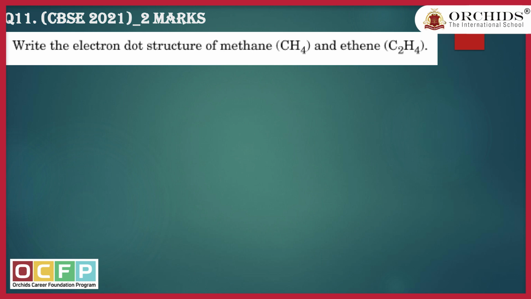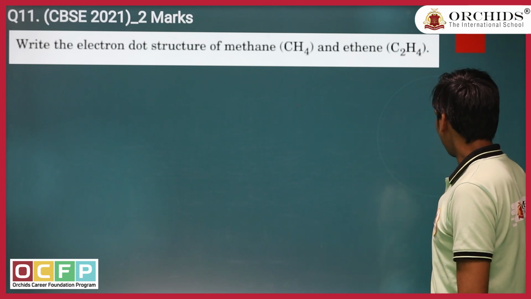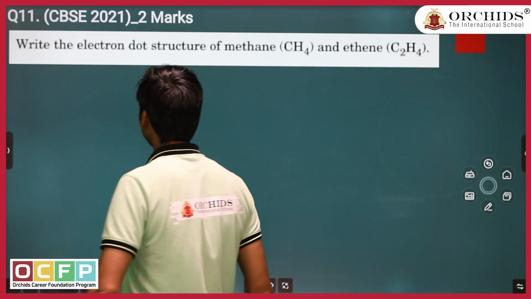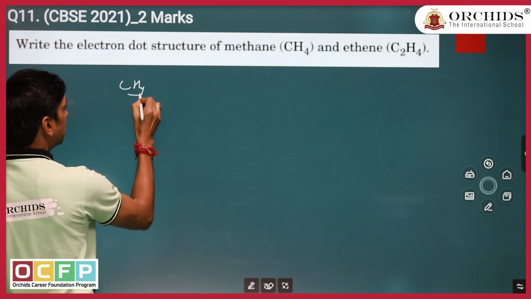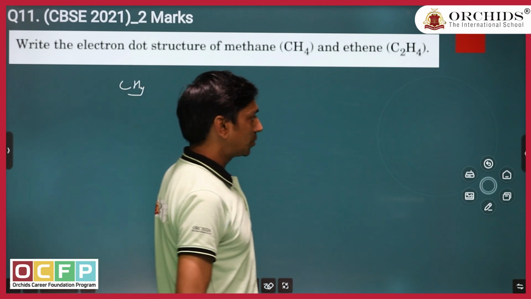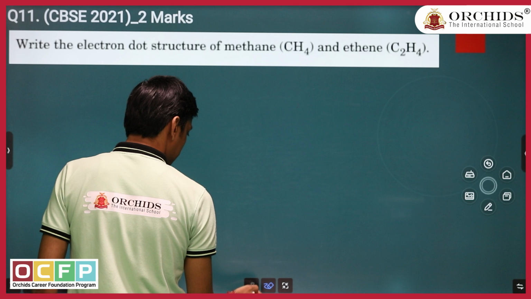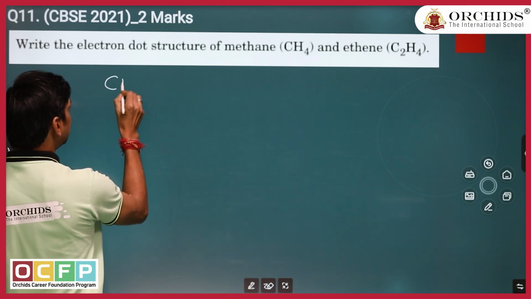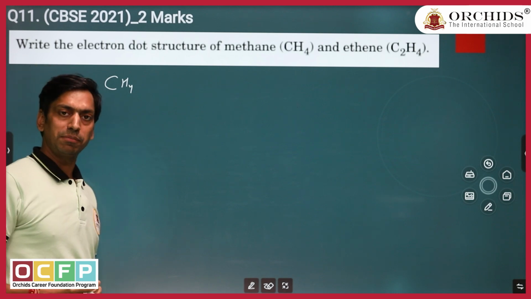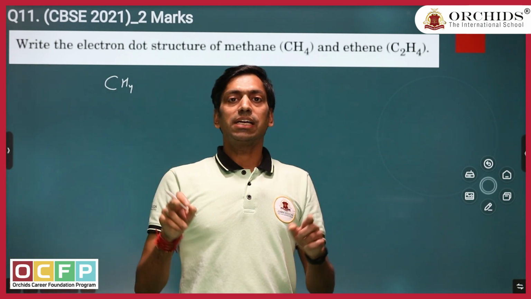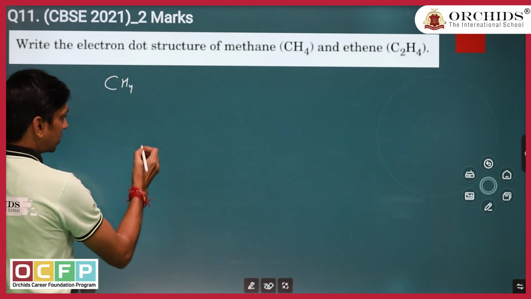Next, write the dot structure of methane and ethene. To write the dot structure of methane, methane is having formula CH4. Sometimes they provide the formula, sometimes they don't, so you should know the formulas of these basic compounds. CH4, that is methane. Dot structure simply represents the outermost electrons in the orbit of any atom. For example, I am writing the dot structure of carbon.